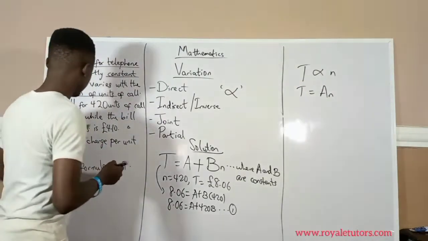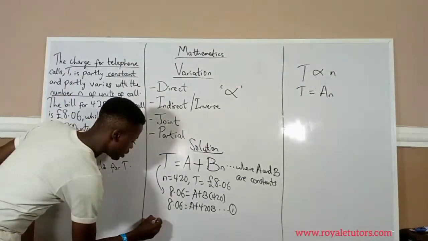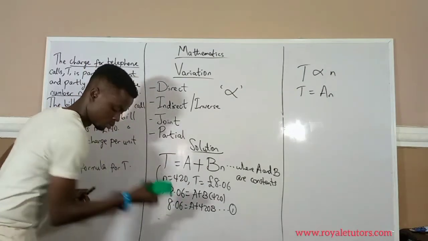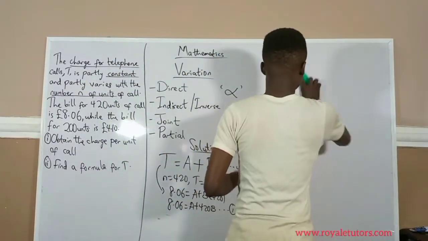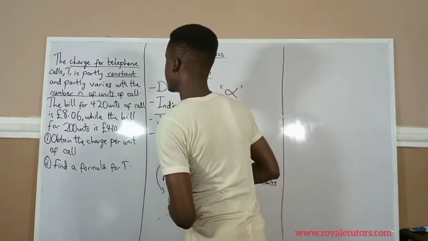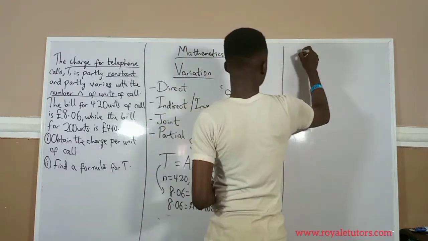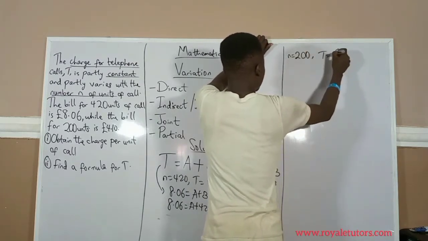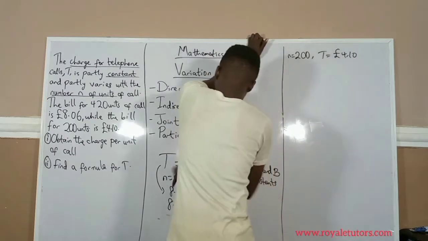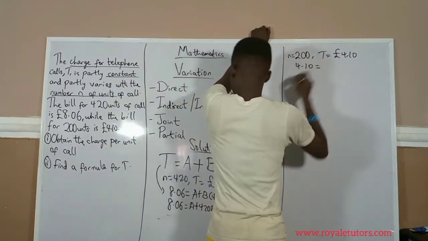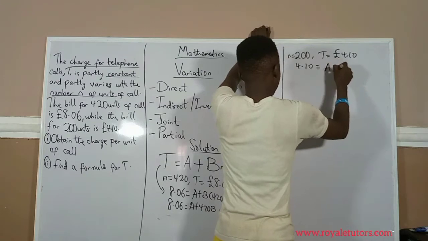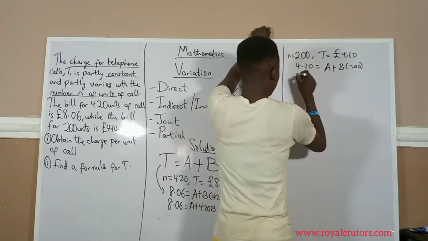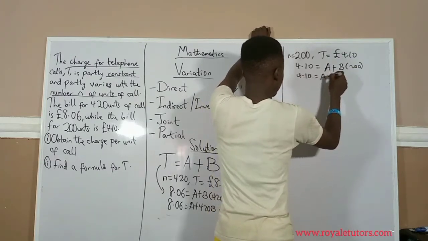Okay, so the second one, they said the cost for 200 units. The cost of 200 units is 4.10 pounds. 200 units, that's N. The cost is 4.10 pounds. So we can put it there again: 4.10 is equal to A plus B into bracket 200. Okay, so that we can have 4.10 is equal to A plus 200B.